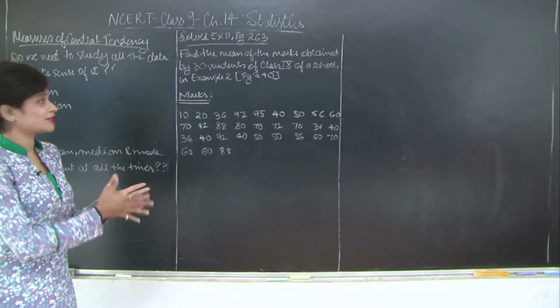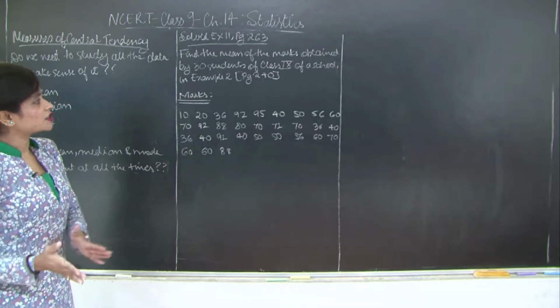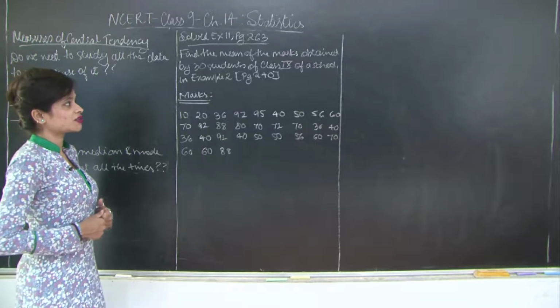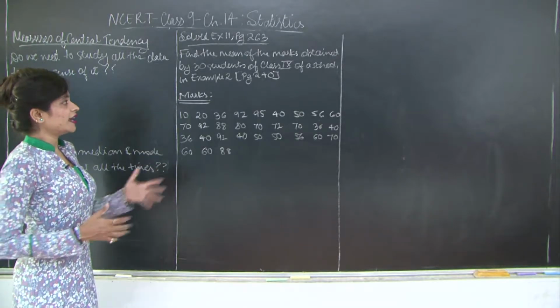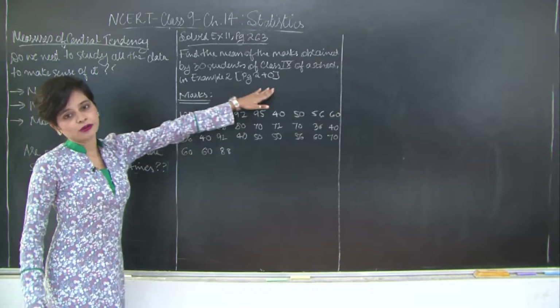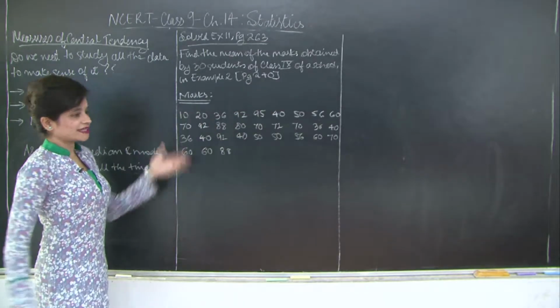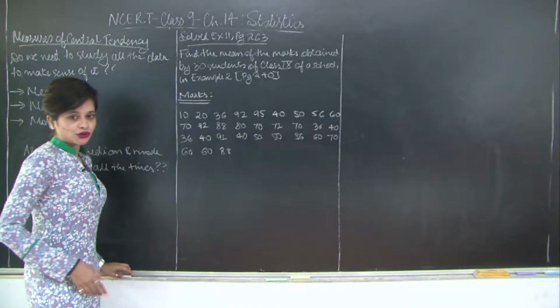So let's read out the question first. Find the mean of the marks obtained by 30 students of class 9 of a school in example 2. Example 2 is on page 240 of your textbooks. So these are the marks. So how would you solve this?